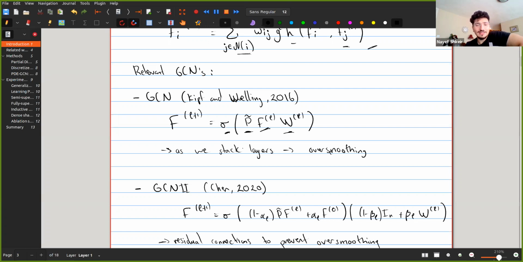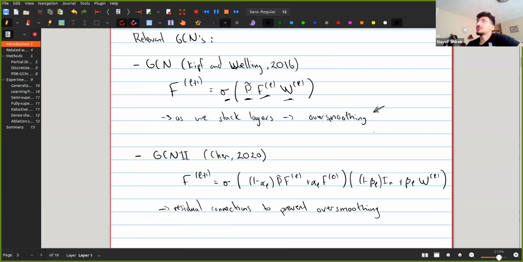And so in this model, as you stack your layers, as you increase L, you're going to tend to over smooth. There are lots of papers that do numerical examples of this and theoretical studies of this. And this is the case, so you do get over smoothing. And so there's been lots of research to try and mitigate this over smoothing problem.